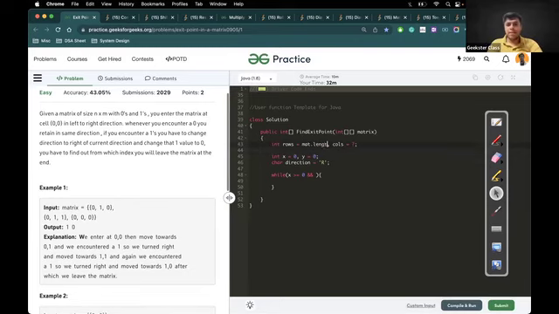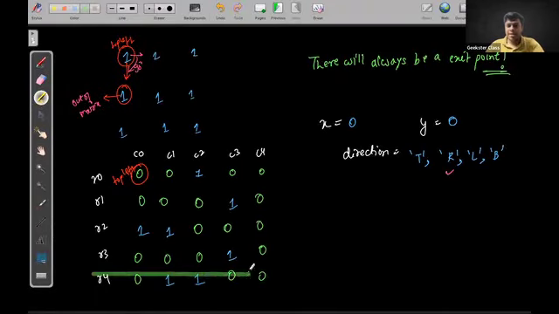Total number of rows are mat dot length. And columns are the 0th row of the matrix, that is matrix of 0 dot length. This was number of rows and number of columns. So if X is lesser than rows, I am within the matrix. Yes or no? If X is lesser than 5, I am within the matrix. If X becomes 5, I am out of the matrix.